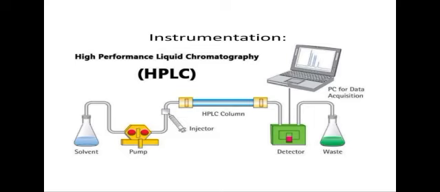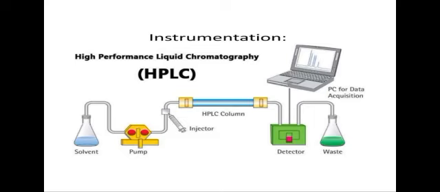And fourth step, injector. The injector serves to introduce the liquid sample into the flowing mobile phase. The typical sample volumes are 5 to 20 microliters. The injector must also be able to withstand the high pressure of the liquid system. The types of injector used in HPLC are the septum injector and stop flow injector. These are the sample injectors we use in HPLC.